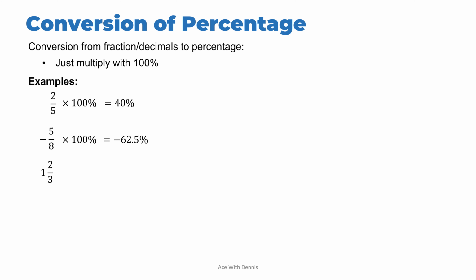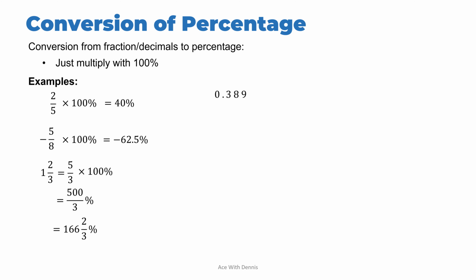1 and 2/3. Before I convert 1 and 2/3, note that this is a mixed number. So we have to convert to an improper fraction, which is 5 over 3. Then we multiply by 100%, which gives us 500 over 3%, or equals 166 and 2/3%. Notice that when we convert from fraction to percentage, it can be a normal fraction, a negative fraction, or a mixed number. The steps are the same, just multiply by 100%.